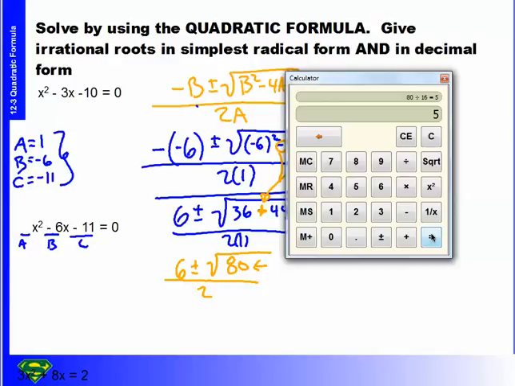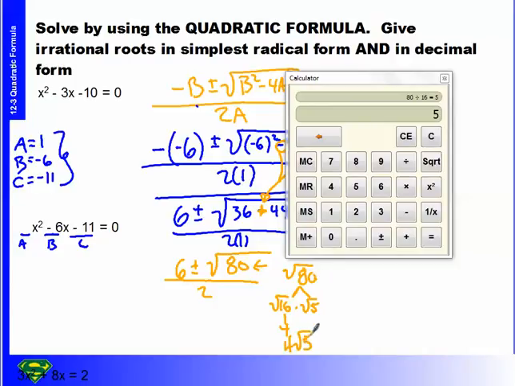Sweet. So we know that the square root of 80 can be written as the square root of 16 times the square root of 5, and the square root of 16 is 4. So the square root of 80 can be written as 4 times the square root of 5. So to give an answer in simplest radical form, we're going to be left with 6 plus or minus 4 times the square root of 5 over 2.